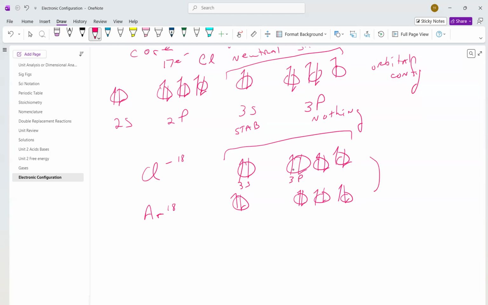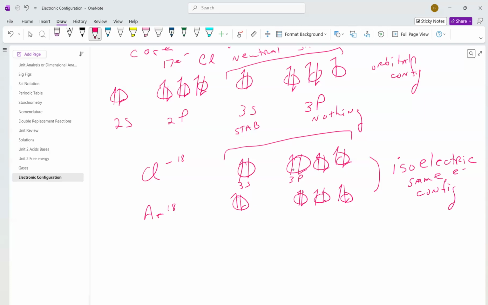So these two are isoelectronic. Same electron configuration. So now you know why ions form. Okay, were you able to follow me along on this?